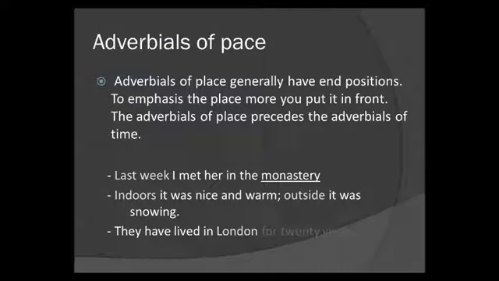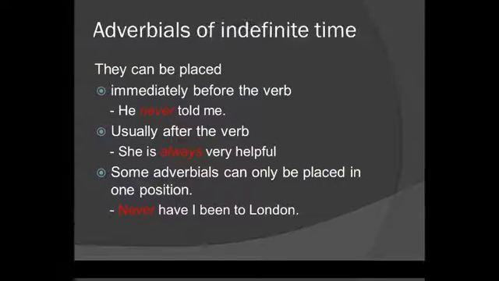Adverbials of place generally have end positions. To emphasize the place more, you put it in front of the sentence. The adverbial of place precedes the adverbial of time. Here are some examples. Last week I met her in the monastery. Indoors it was nice and warm. Outside it was snowing. They have lived in London for 20 years.